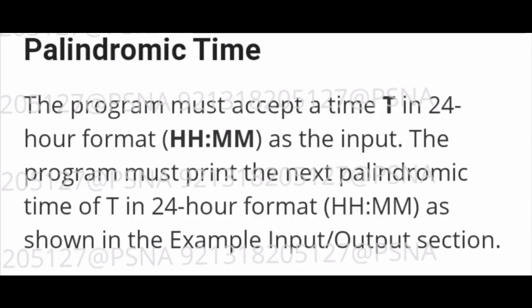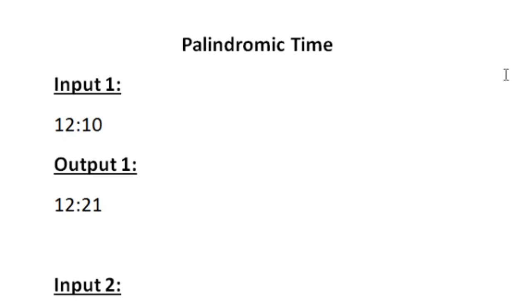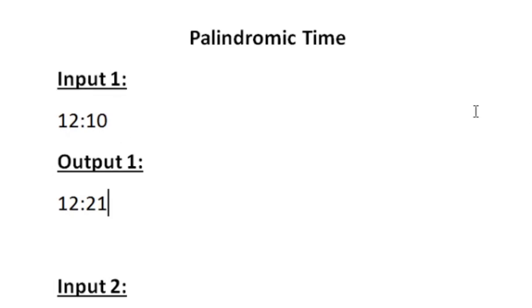This is the question asked in today's SkillRack daily challenge. Our task is to accept a time as input and print the next immediate palindromic time as our output. So let us see our sample test cases.